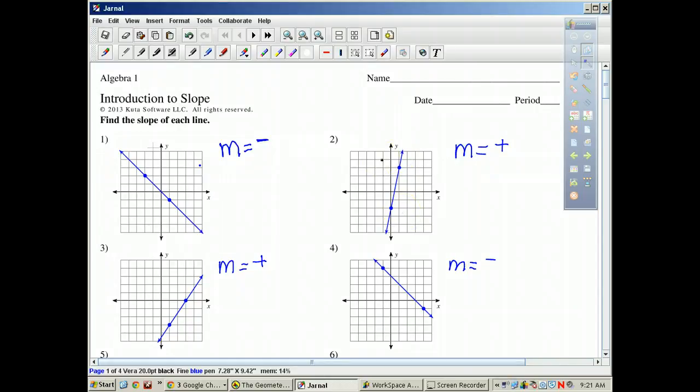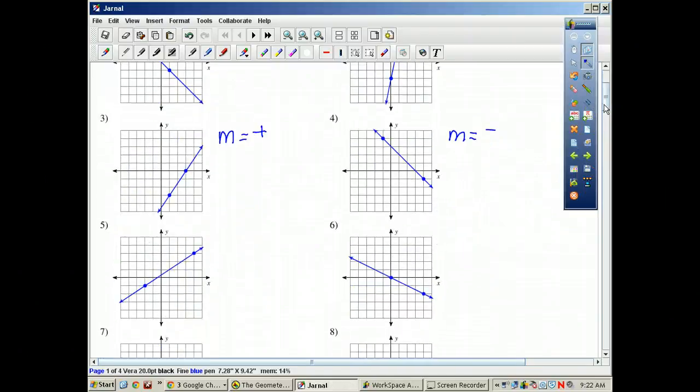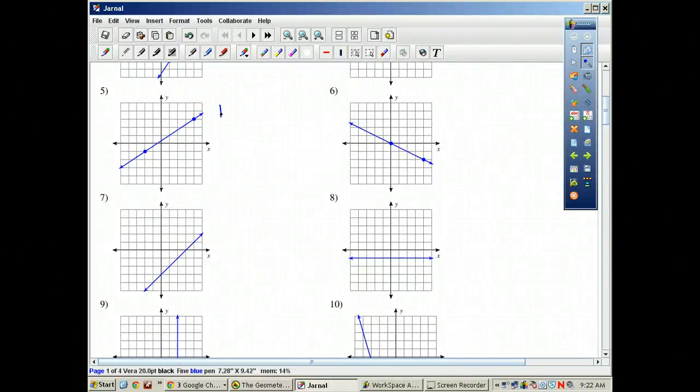I want you to get used to looking at the sign of your answer before anything else. Before you do anything else, you're observing if this was an actual vehicle or a car or something flying through space, it says positive or negative. Okay. Let's finish it all up. 5 is positive. 6 is negative. 7 is positive. 8 is 0.